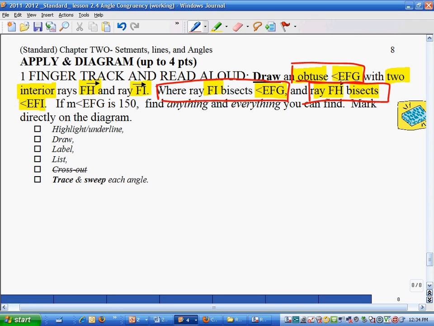Okay, so we cross it out. We have 2 interior rays. So we have FH and FI. Now trace. Physically trace. Put your pencil on E. Go to F. Go to G. What cuts EFG in half? FI. So we cut it in half. That's I. Now watch what I do. That means these are cut in half. You see that? So I am color coding so I can see that. Cross it out. Cameron, I'll let you check your work in just a moment, buddy.